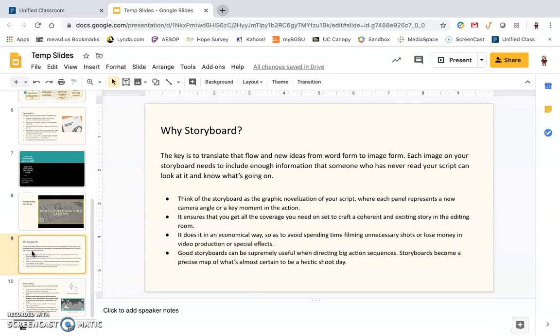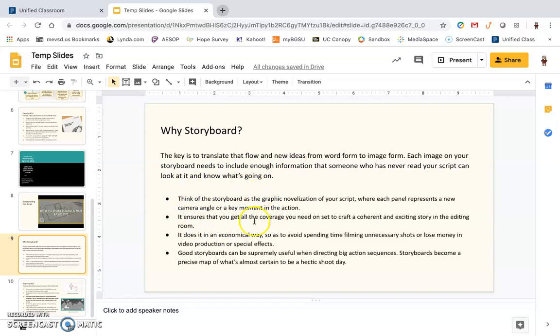So why storyboard? Not all directors storyboard their films. Sometimes they'll just storyboard certain parts of the film. But storyboarding is a good way to translate your ideas into a picture, into an image. Sometimes when explaining a scene or a shot to someone, they may not understand it with words, but if it's in a picture, it's a lot easier to understand.